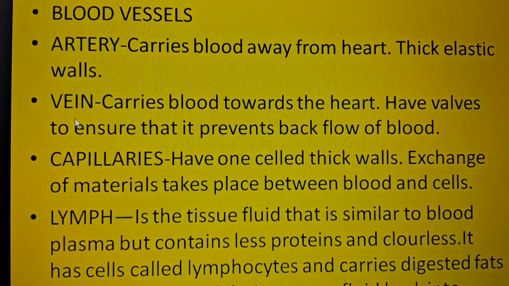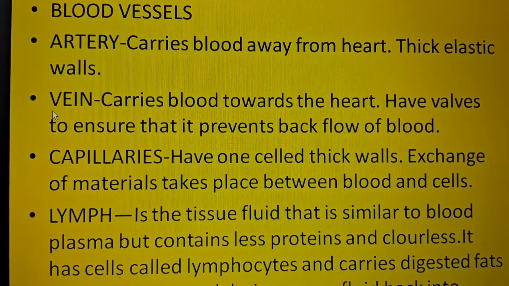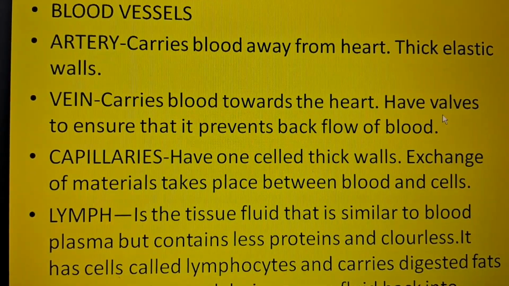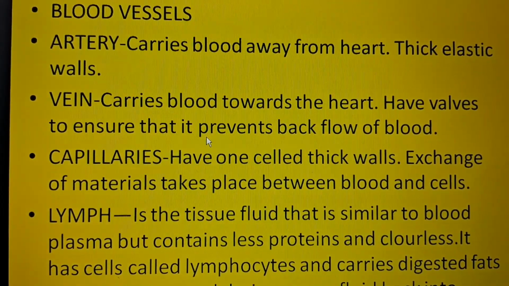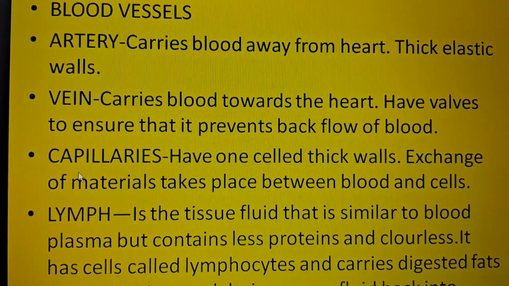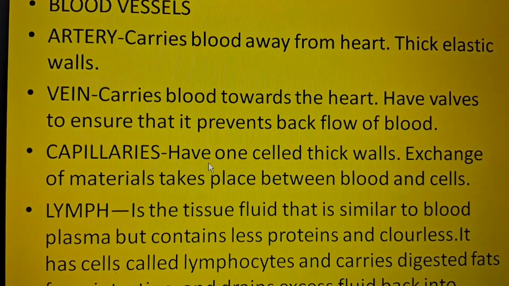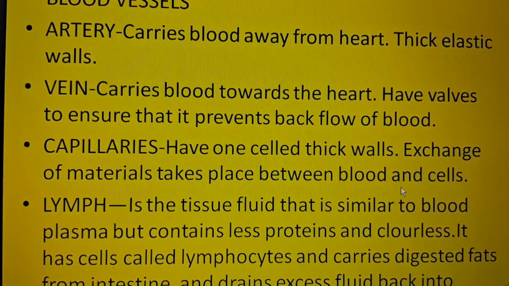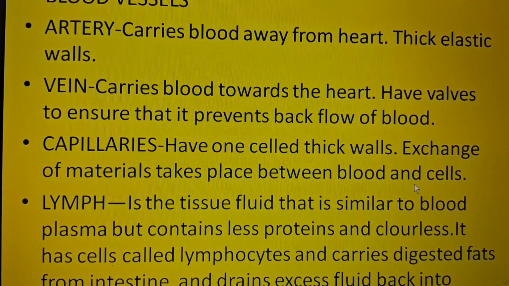Now the second blood vessel, vein. Vein carries blood towards the heart. They have valves to ensure that the blood doesn't flow backward. So it prevents backflow of blood. The third one is the capillaries. They have one cell thick walls. Exchange of material takes place between blood and cells through the capillaries.